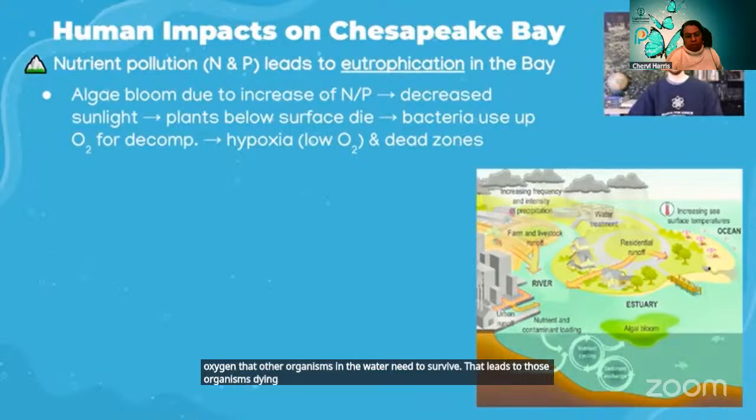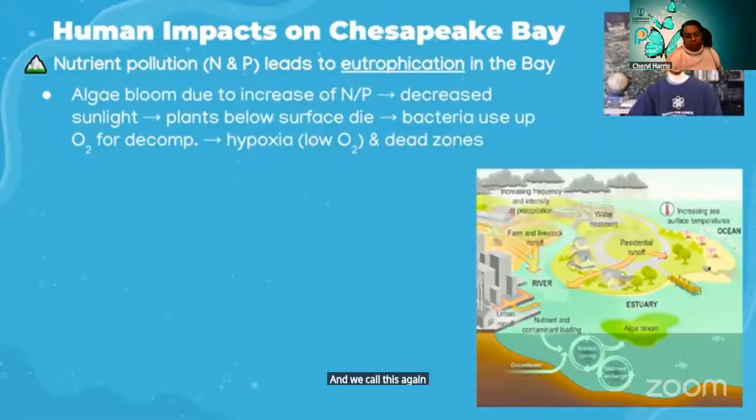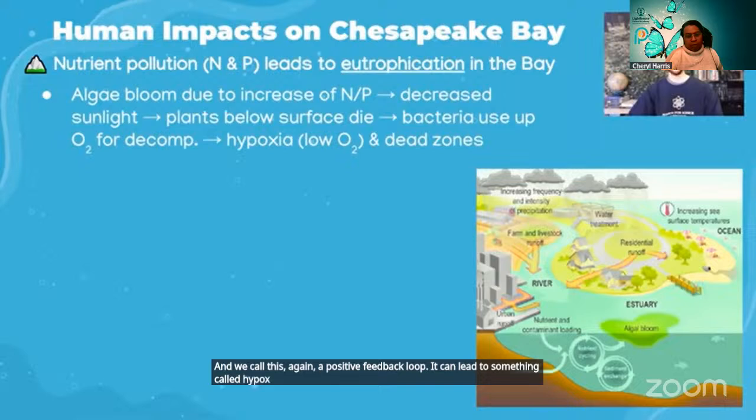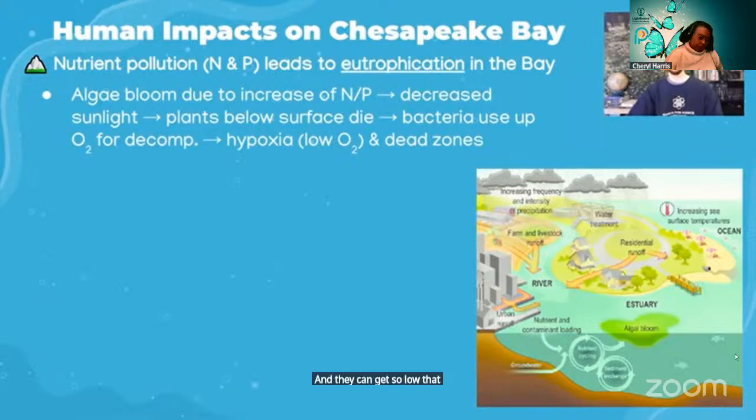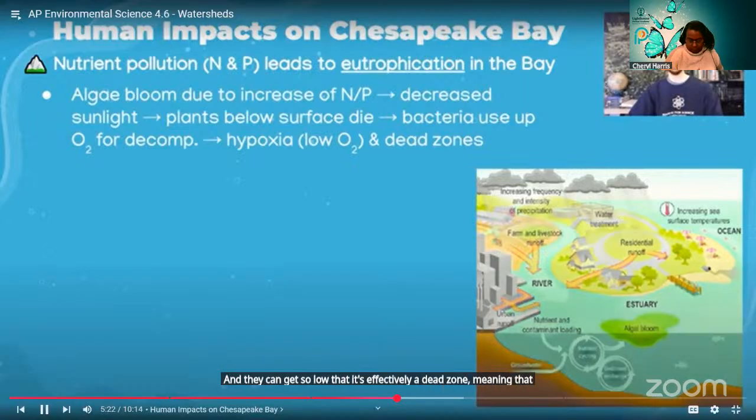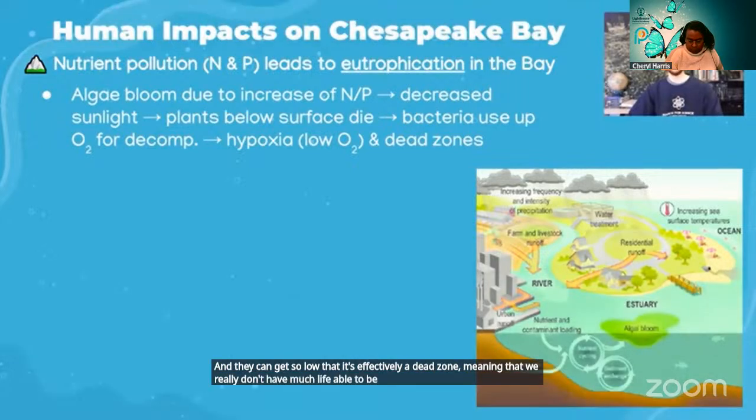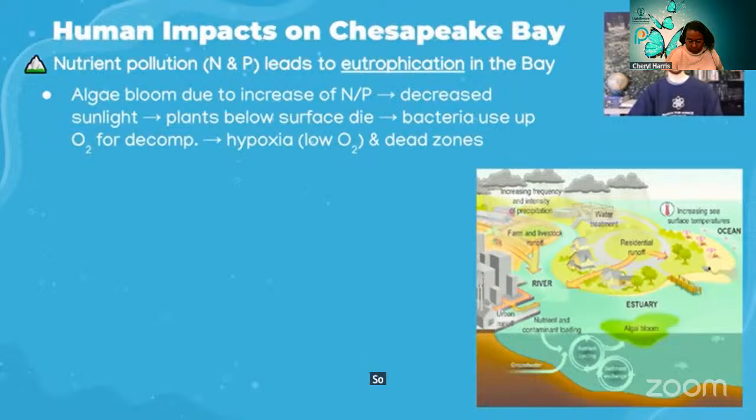Then we basically have a positive feedback loop where more and more oxygen is consumed, so more and more organisms die. And we call this, again, a positive feedback loop. It can lead to something called hypoxia, which is really low oxygen levels, and they can get so low that it's effectively a dead zone, meaning that we really don't have much life able to be supported by this body of water anymore. So what are the sources of these nutrient inputs into bodies of water?